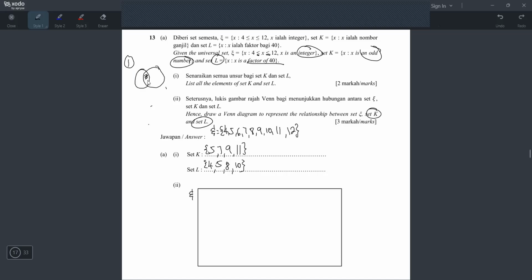The first type of relationship means the middle has an intersection. The second type of relationship is when one sits inside the other, duduk dalam, or we call it a subset. And the third type of relationship is where they are separate.